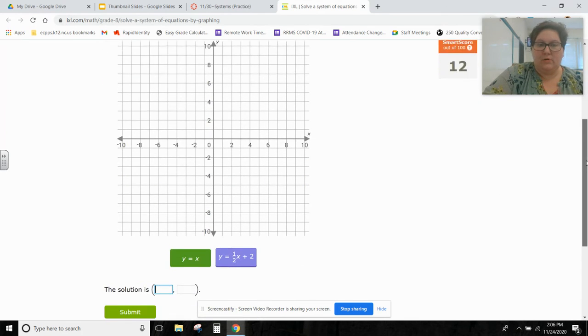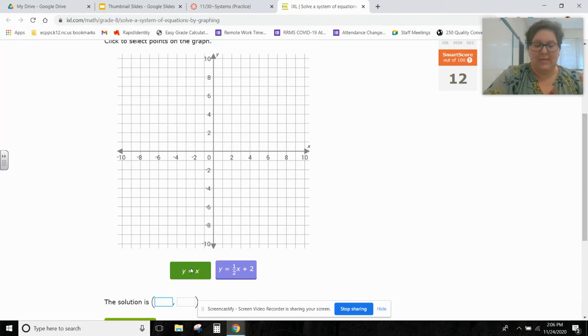So next I'm going to graph y equals x. So I'm going to make sure I click on that line. So I don't see a plain old number, so that means it's 0. My number in front of the x is 1. So that means I rise 1, run 1. And I click on my second point.